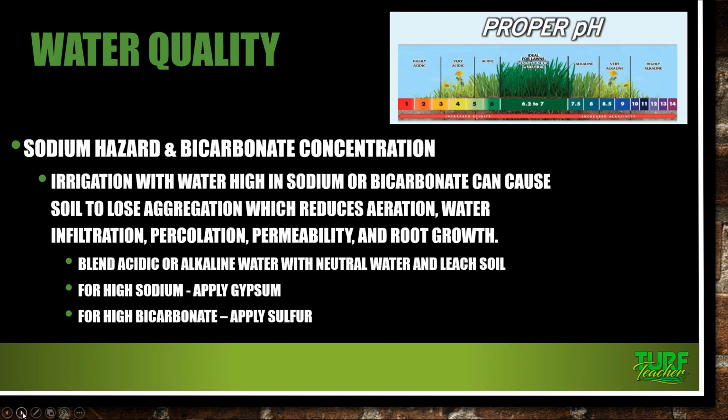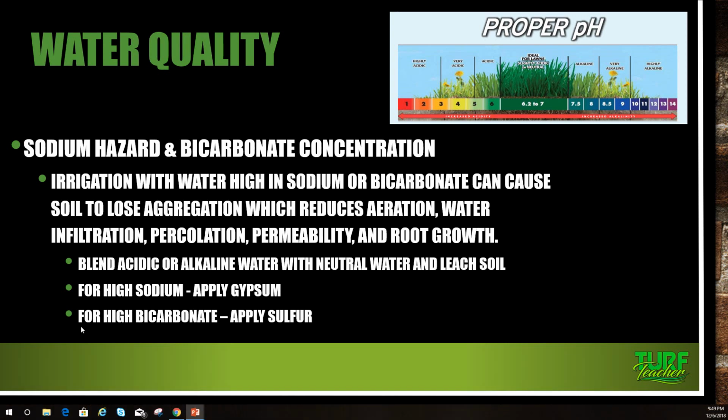The sodium hazard and the bicarbonate concentration. Irrigation with water high in sodium or bicarbonate can cause soil to lose aggregation, which reduces aeration, which is a big thing. You got to get the water and the air down to the roots. It also affects water infiltration, percolation, permeability, and even root growth. You need to blend acidic or alkaline water with neutral water and then leach the soil. For high sodium, apply gypsum, and for high bicarbonate, apply sulfur to your soil.